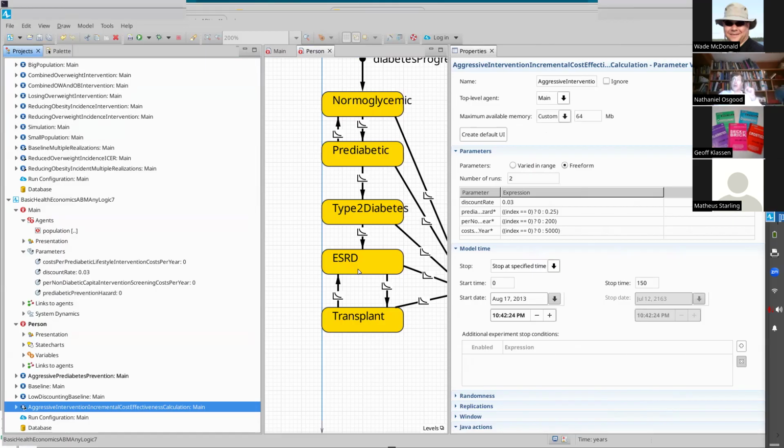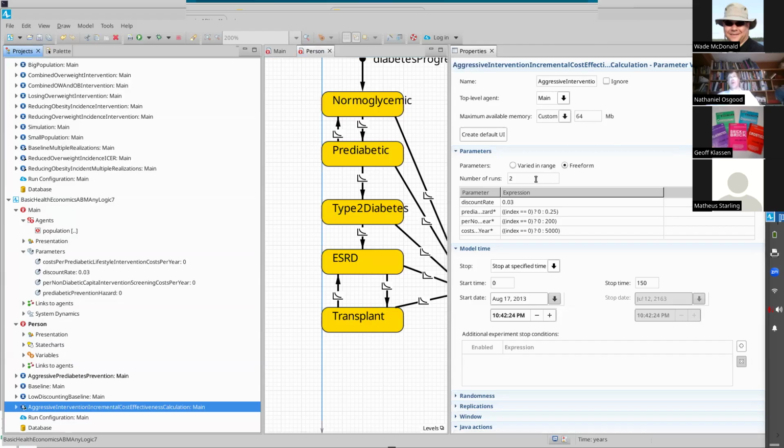So this is not an experiment of the simple sort you've seen. This is what's called a parameter variation experiment. So its job in life is not to run the model once, but multiple times. In this case, it runs it twice.